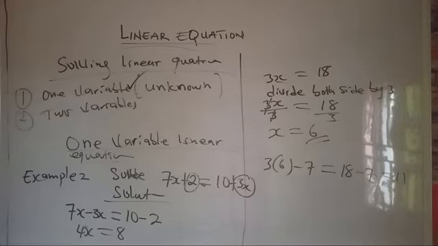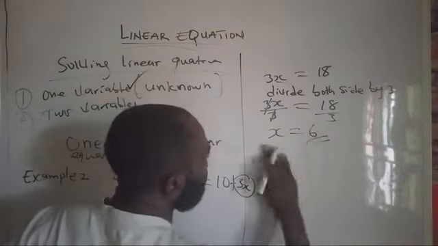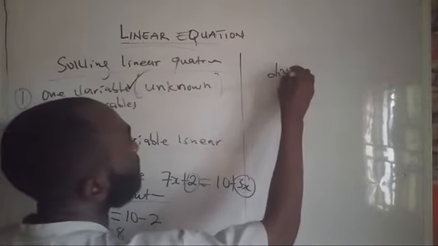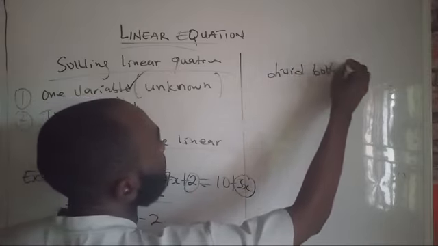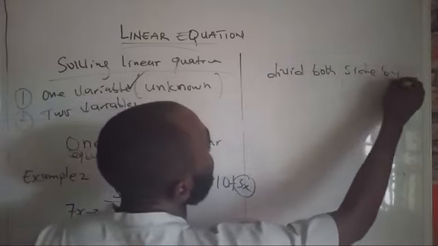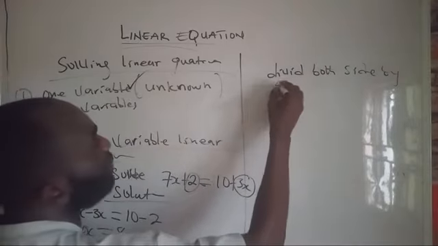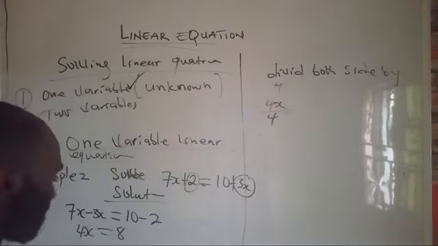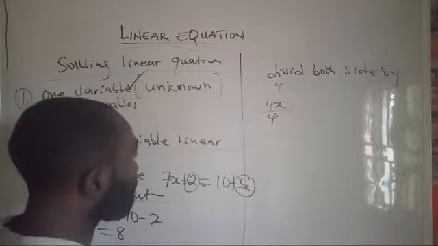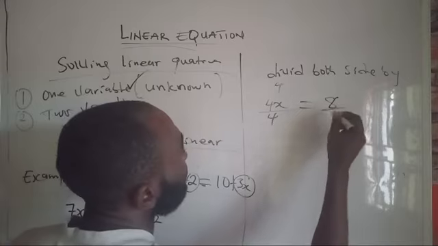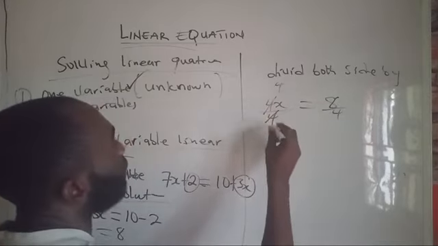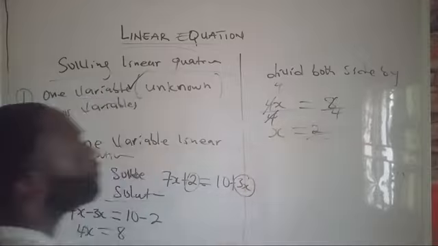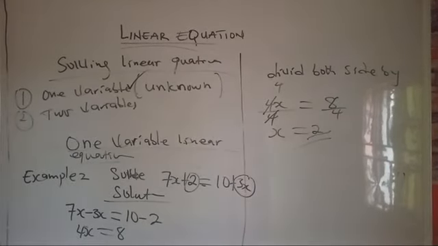You are looking for x, so we are going to divide both sides by 4. So 4x divided by 4 is equal to 8 divided by 4. 4 will take care of 4. x is equal to 8 divided by 4, which gives us 2. So now the value of x in this equation is 2.